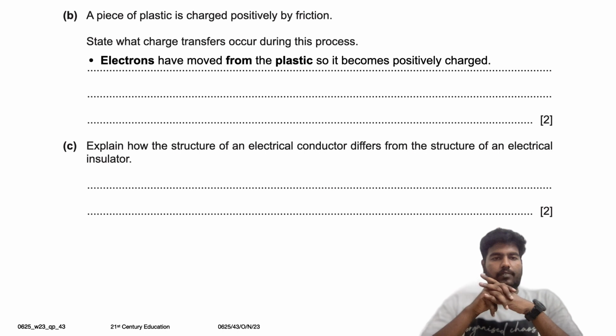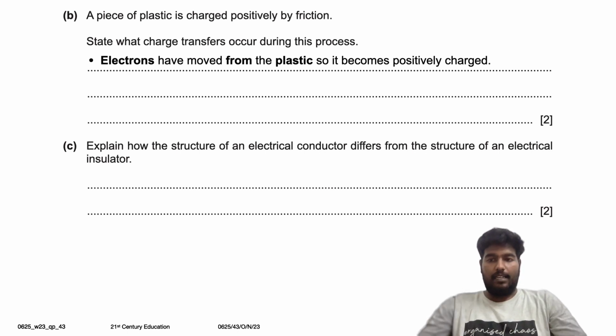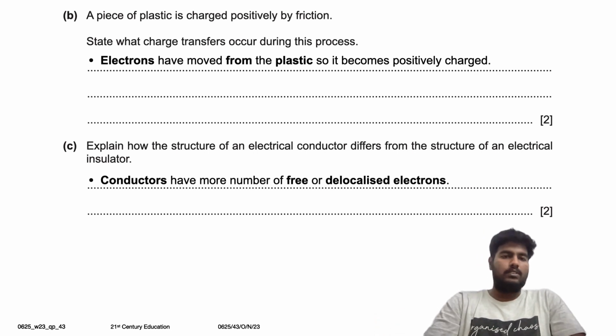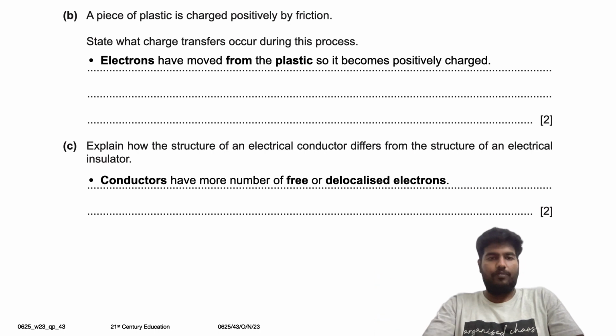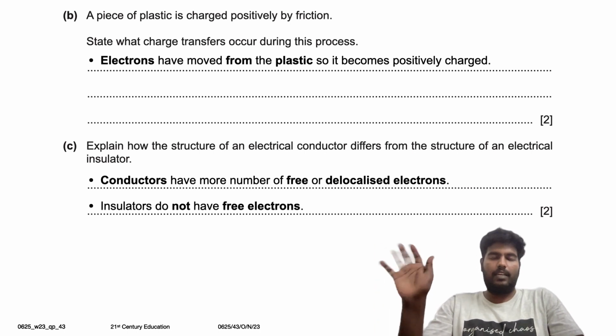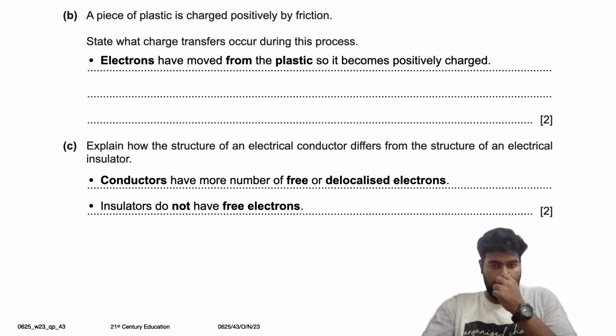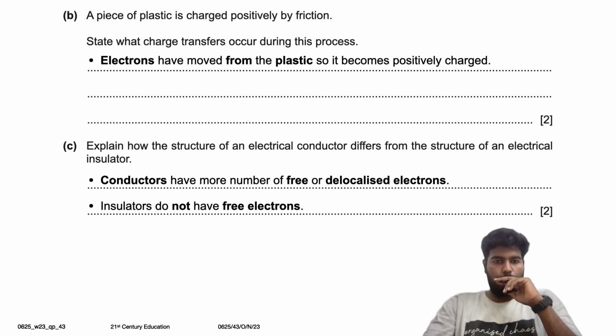Explain how the structure of an electrical conductor differs from the structure of an electrical insulator. What's the difference between a conductor and an insulator? A conductor has a large number of delocalized or free electrons. An insulator does not have them. That's the only difference. So conductors have more free electrons and an insulator does not have free electrons. That's all.